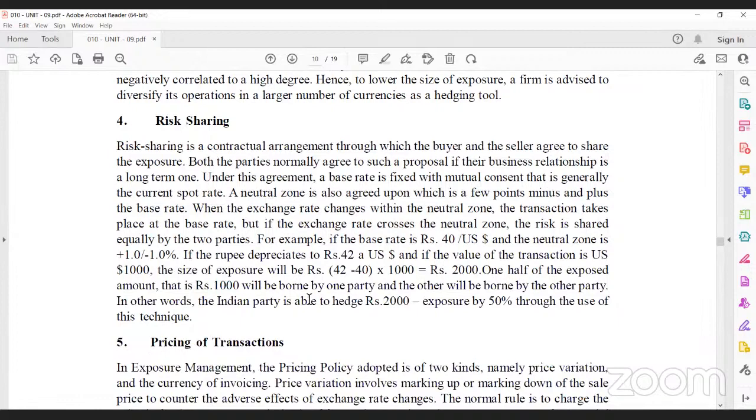Risk sharing. Risk sharing is a contractual arrangement made between buyer and seller to agree to share the exposures. This agreement is basically fixed and by mutual consent. And this follows the current spot rate. Okay, the risk here is shared equally by both the parties.